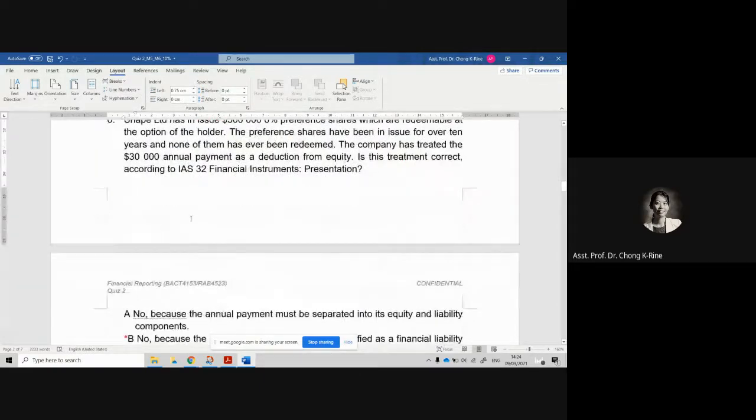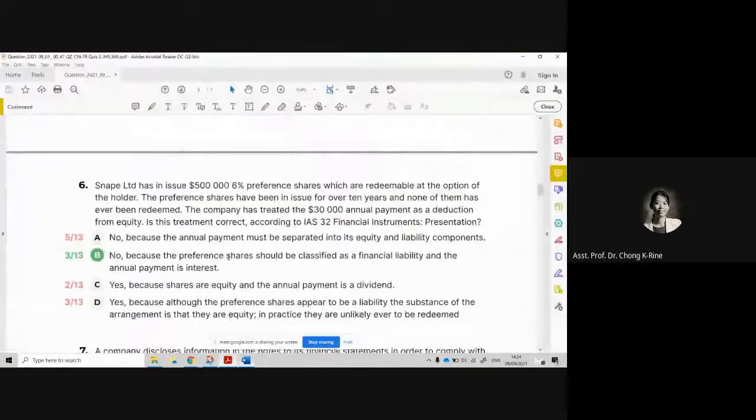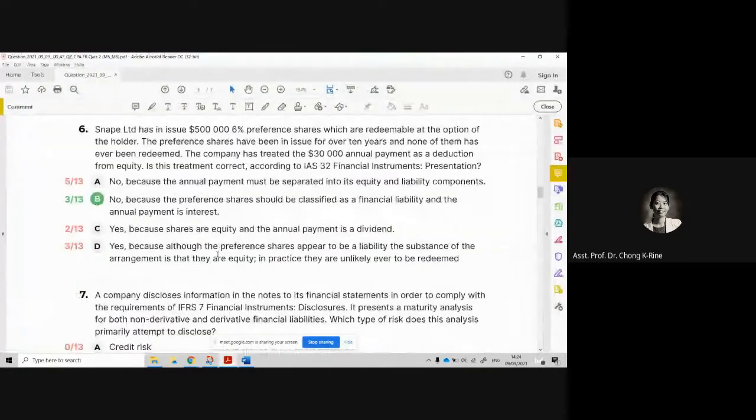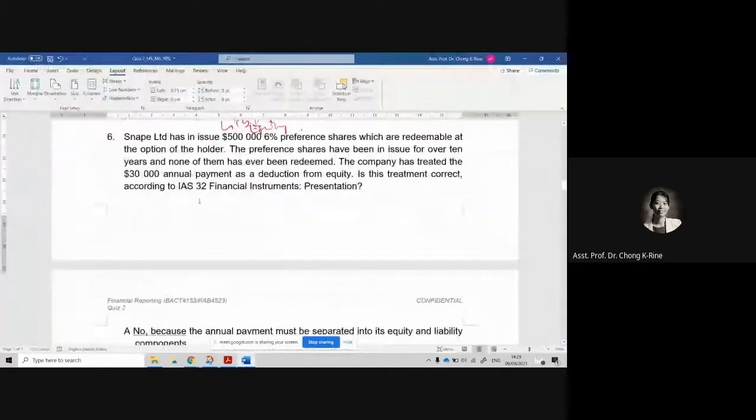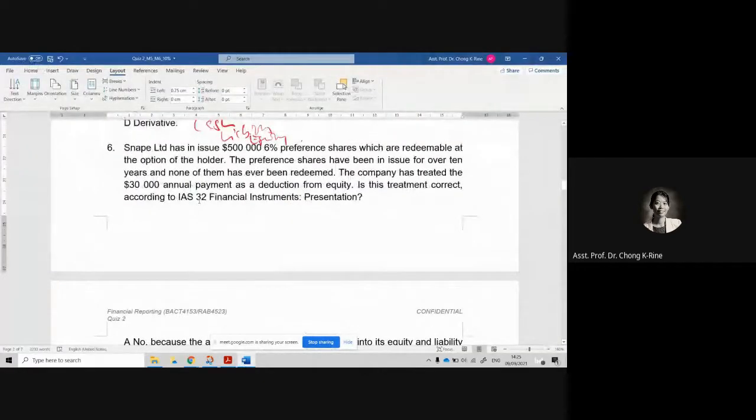So let's look at question number 6. Oh, 3 only. Okay, now. So question number 6, we are the issuer. We issue 500,000, 6% preference shares. You all don't know how to answer this question, meaning you probably didn't do the knowledge check questions. Now I tell you the tips. This type of question is actually very easy. Now you think about the logic.